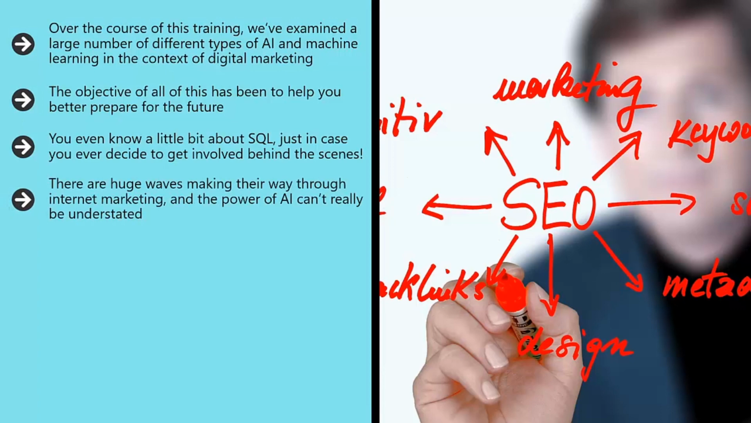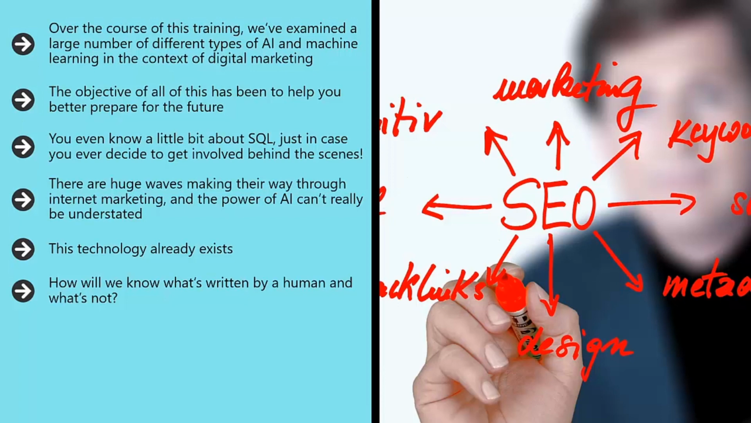There are huge waves making their way through internet marketing, and the power of AI can't really be understated. Imagine, for instance, what will happen once AI that can write high-quality content becomes commonplace and commercially available. This technology already exists. AI that can write nearly as well as a human. But when it is allowed to cut loose on the web, it could potentially flood the internet with new enough content to double or triple its size in a matter of days. How will we know what's written by a human and what's not?